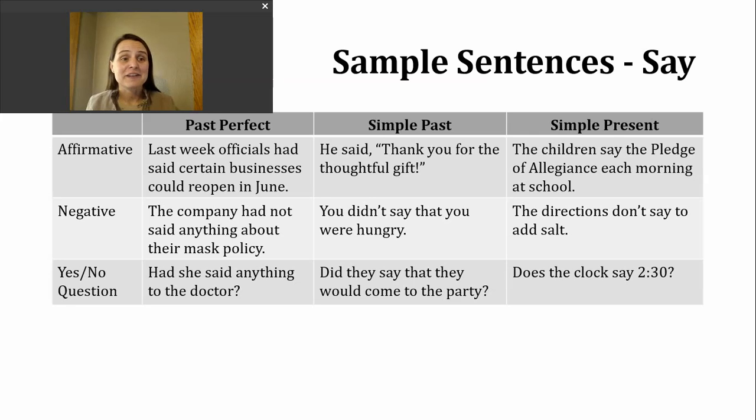Let's look at an affirmative example. The children say the Pledge of Allegiance each morning at school. So this sentence is conveying that meaning, recite, that we talked about a little bit earlier in this particular video. And if I was just talking about one child, I would change my sentence to say, the child says the Pledge of Allegiance each morning.